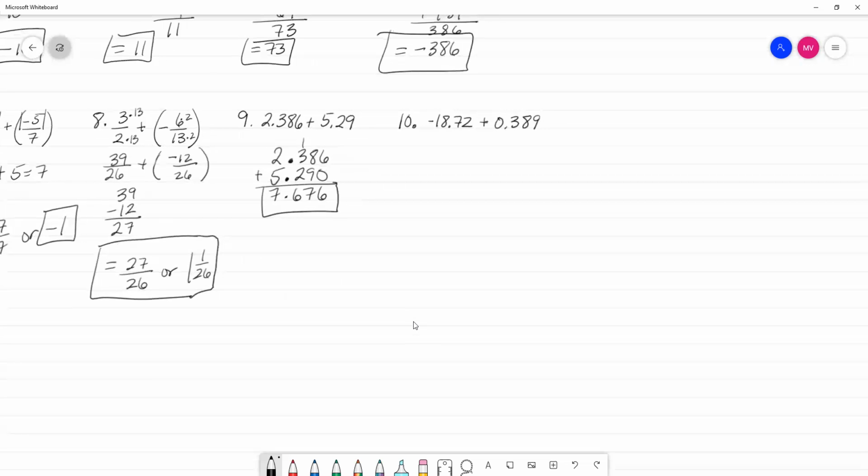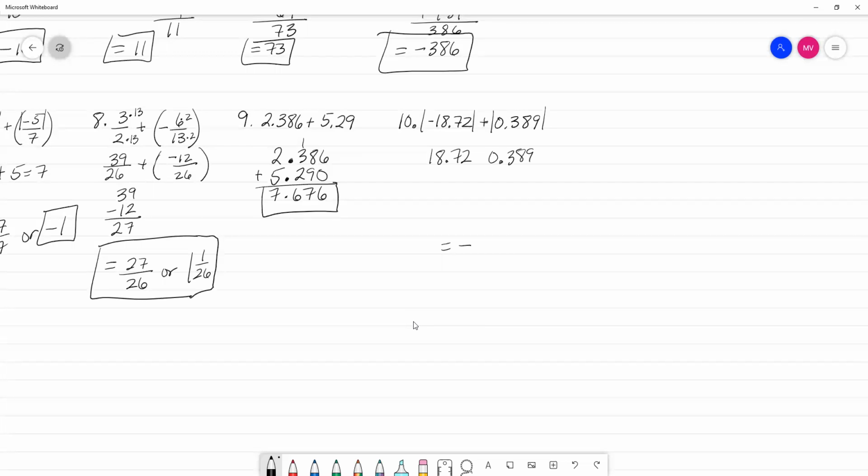All right, and now a little more complicated one. We've got a negative and a positive, so let's look at our absolute values here. The negative number has an absolute value of 18.72, and the positive number has an absolute value of 3.389. So our negative number is by far the larger. Therefore, I'll give myself some room here. Our answer is going to be negative.